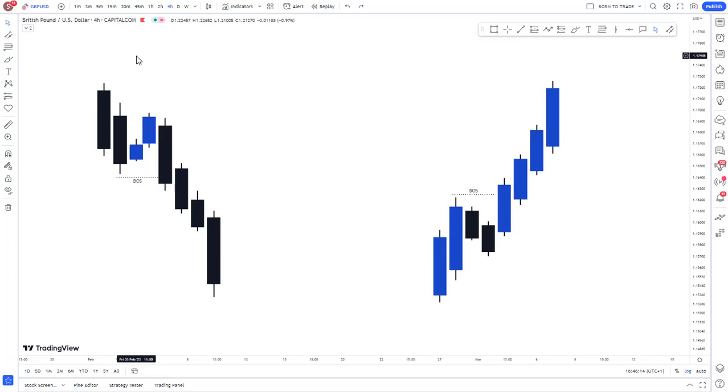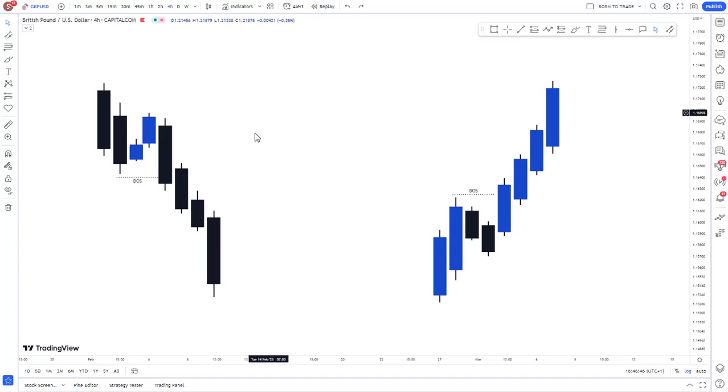Okay, so what I'll be talking about right now is how to identify an imbalance. After talking about how to identify an imbalance, I will actually teach you how you can trade a fair value gap. That is, how to trade an imbalance. Okay, so let's jump straight into it.